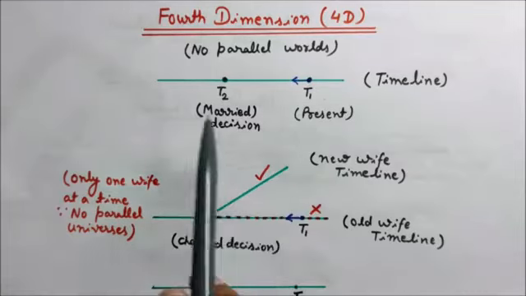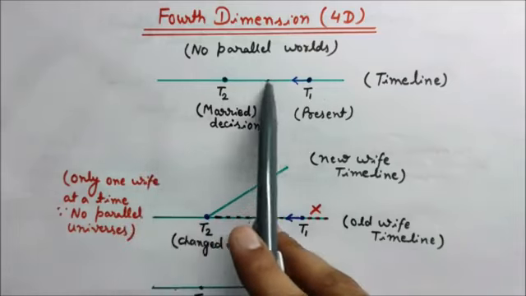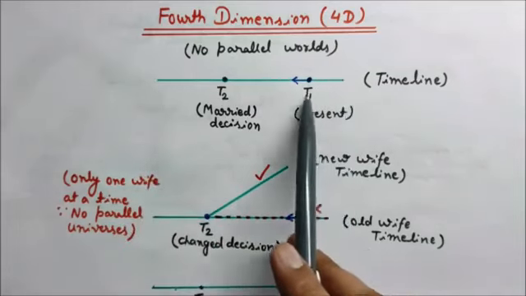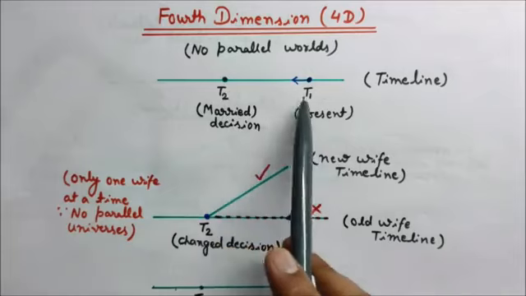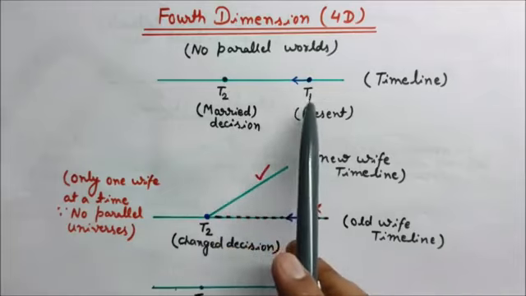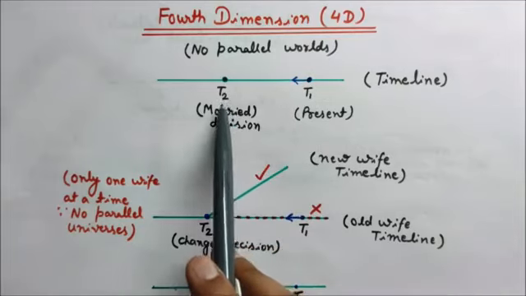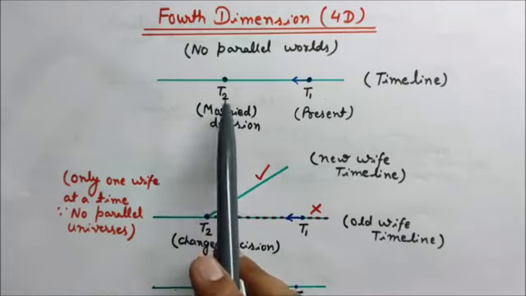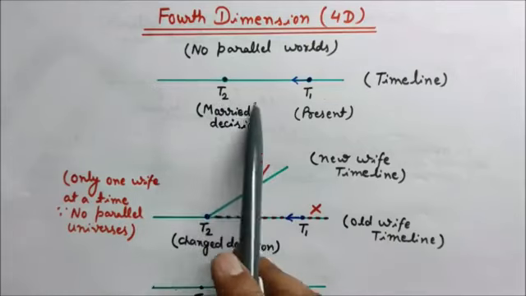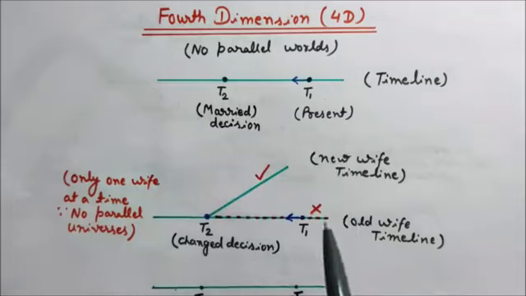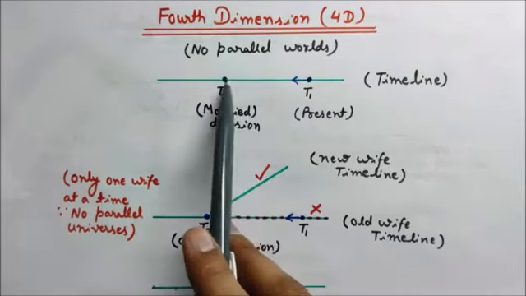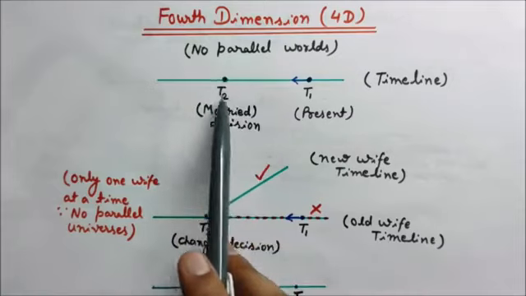And this is a very interesting example. Suppose this is the timeline of your life, and these are the 2 points in time. T1 is the present time of your life, and T2 is the time point in the past where you made the decision to get married. As we are three-dimensional beings, we do not have control over the time dimension. We can only control 3 dimensions. Therefore, we cannot go back in time and change this decision of our marriage.